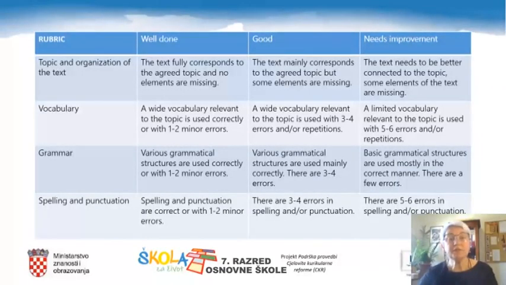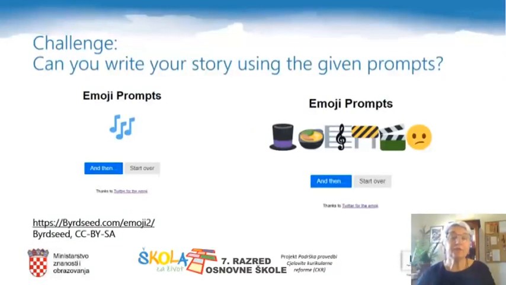Please pause this video and go through this rubric to see if your text can be described with the text written in the Well Done column. If you think you haven't reached that level, go back to your text and make some improvements. If you have written the text, it's time for a challenge.